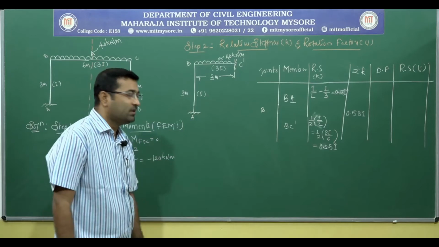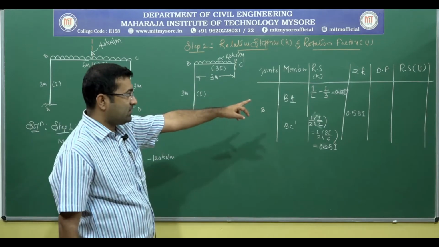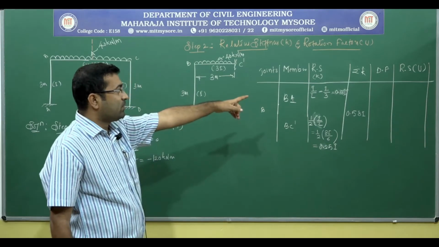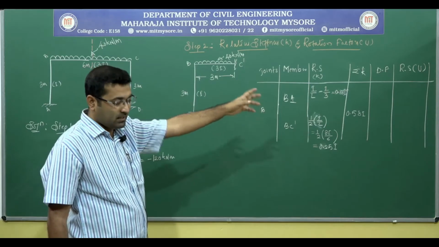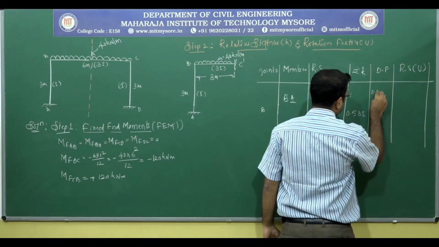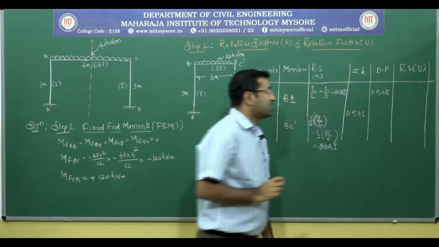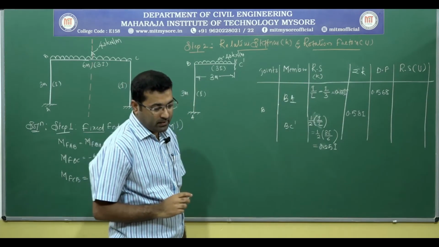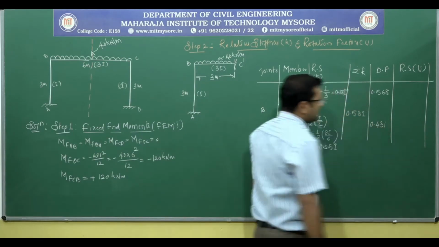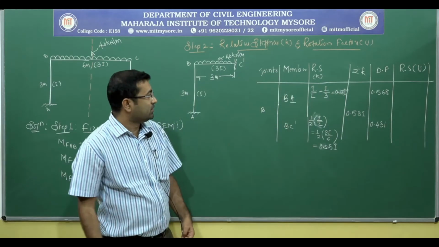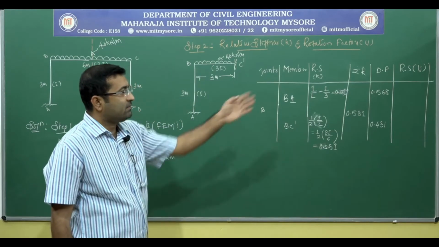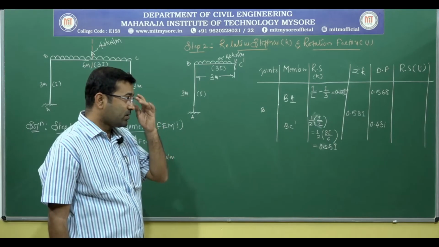Using this we can easily calculate the distribution factors. The distribution factor is equal to relative stiffness divided by total stiffness. So if I divide 0.33 I by 0.58 I, then I will have the distribution factor as 0.568 for the BA member and 0.431 for the BC member. Okay. So once we have the distribution factor values, then we can calculate the rotation factors.